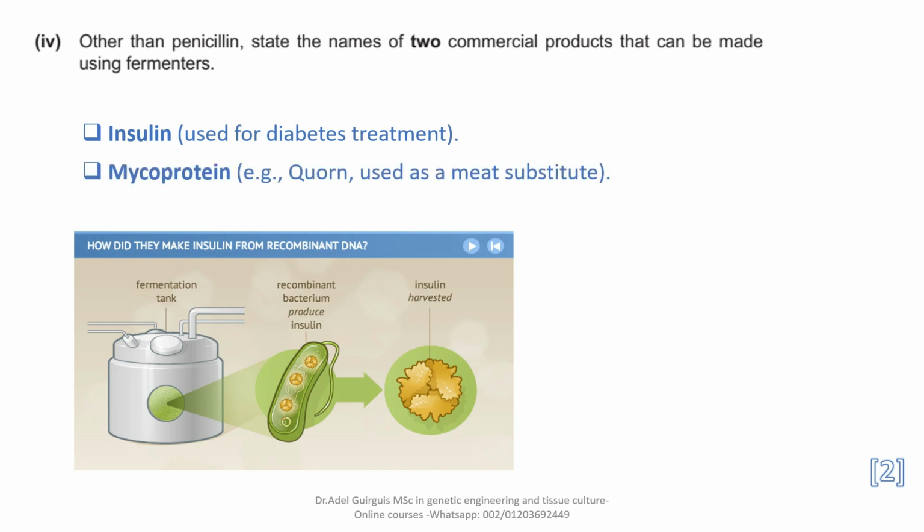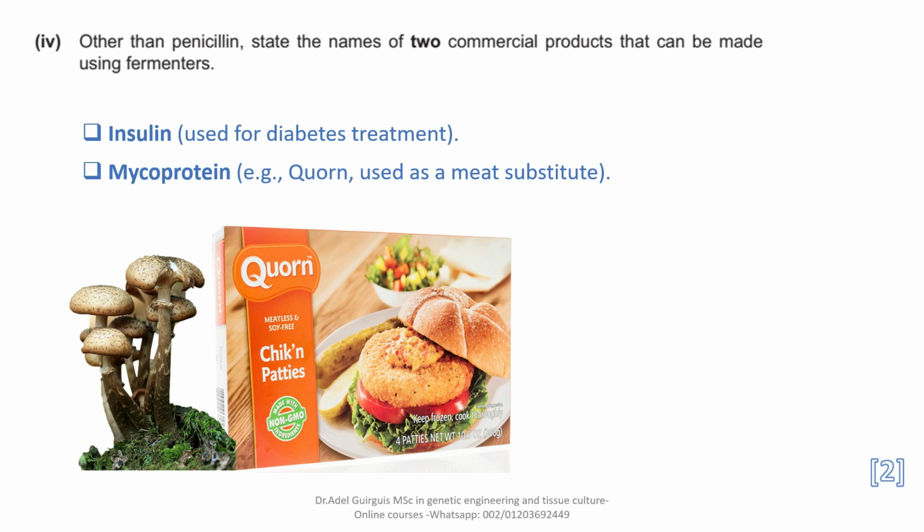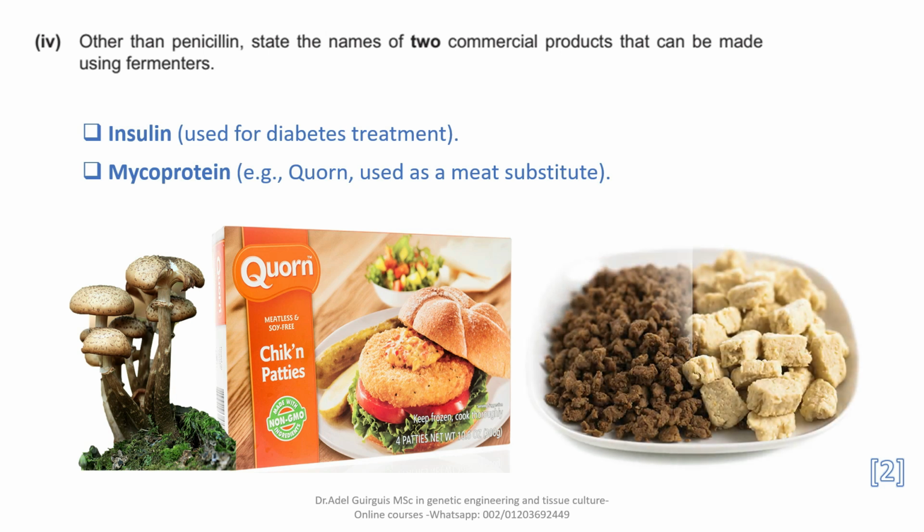Okay, what about another commercial product? Mycoprotein. Myco means fungus, like the trademark Quorn, used as a meat substitute. Look, this is from fungus, from types of mushrooms. Its taste and its structure are mainly like meat. Look at this texture and its shape like meat. It's used on a large scale. This is the second commercial product that can be made using fermenters.